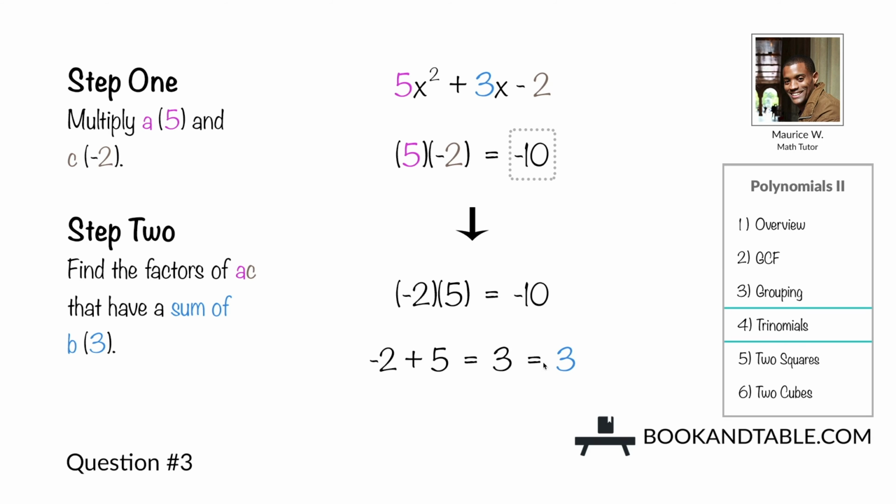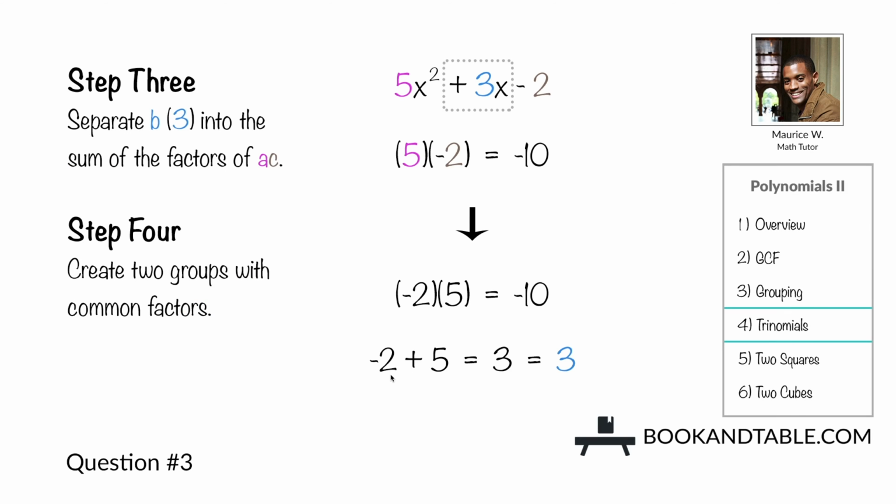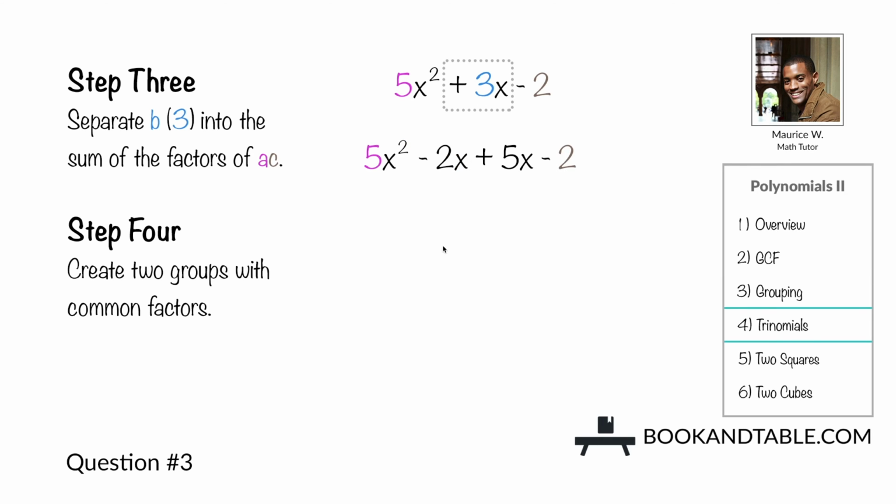So we'll look at another pair of factors that have a product of negative 10, negative 2 and positive 5. When we find the sum of these two factors, we get negative 2 plus 5, and that equals positive 3. And that does equal the coefficient of x. So these are the factors that we were looking for. So step 3, separate 3x into the sum of the factors, negative 2x and positive 5x. Now when we do so, we have 5x squared minus 2x plus 5x minus 2.